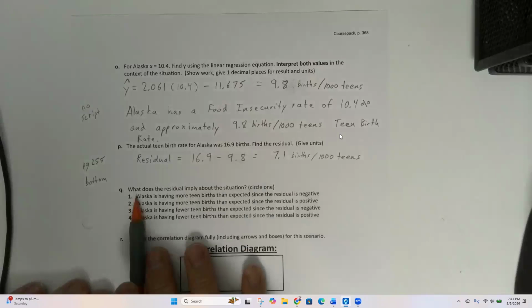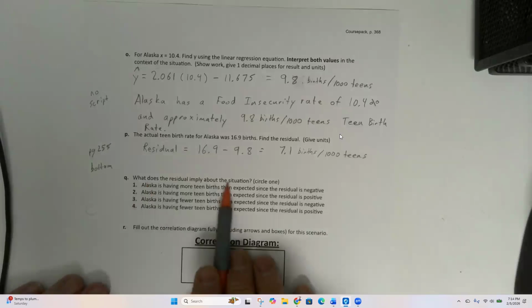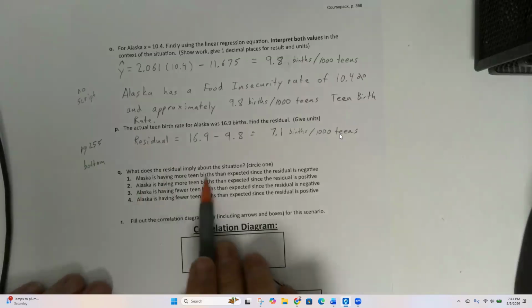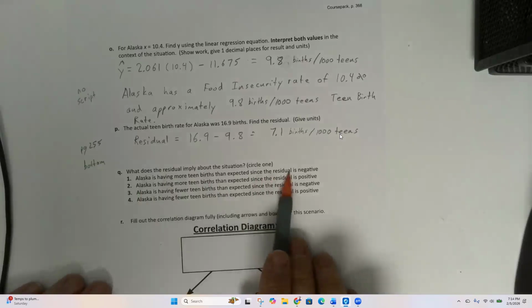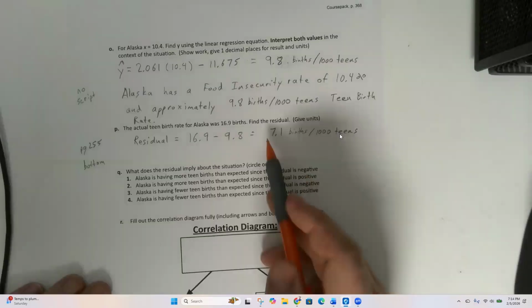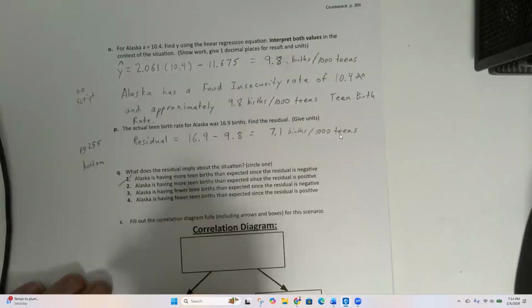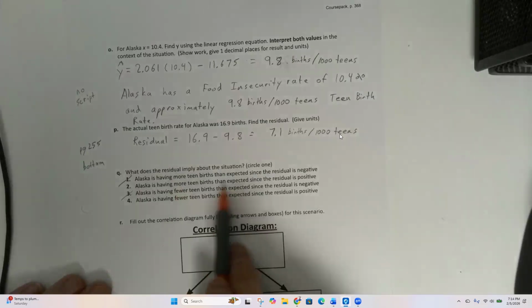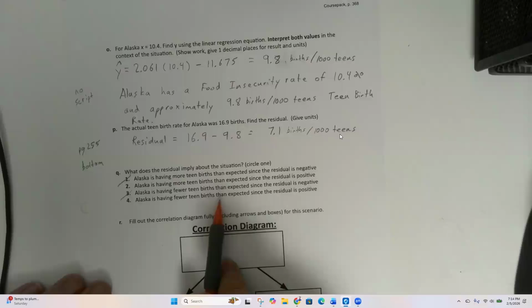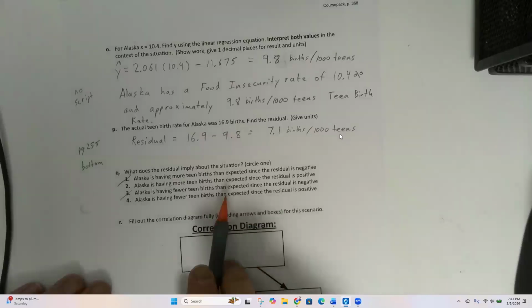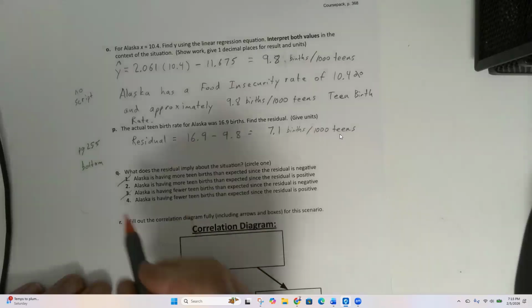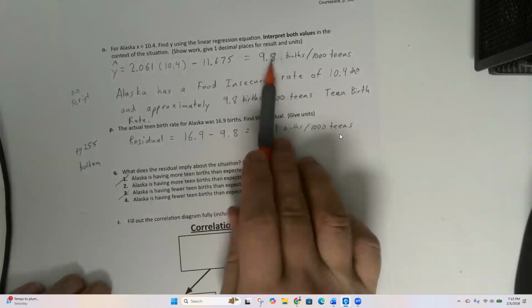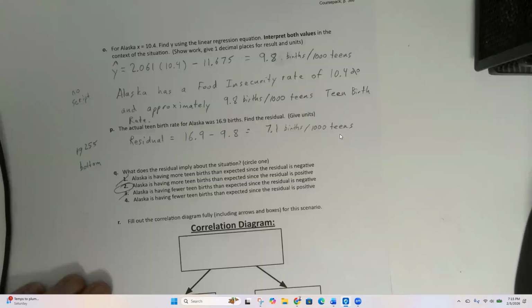Now, in our case, our residual is positive. What does the residual imply about the situation? So Alaska is having more teen births than expected because the residual is negative. Well, it's not negative. Okay. For our case, it's positive. So it's not that one, and it's not that one. So it's either Alaska is having more teen births than expected, or Alaska is having fewer teen births than expected. So which one is it? More or fewer? Having more, yes. We predicted 9.8, but it's actually more. Number two.